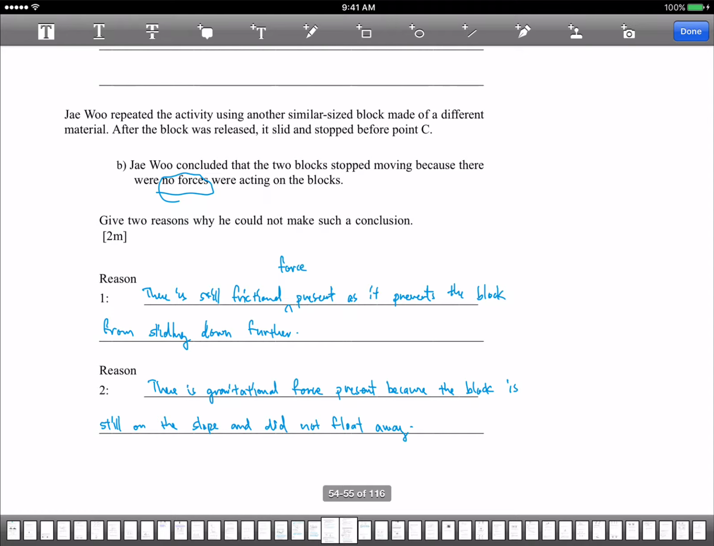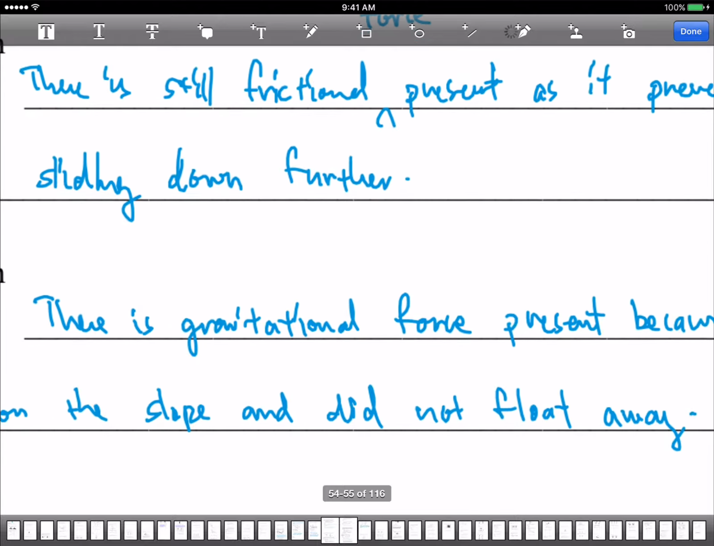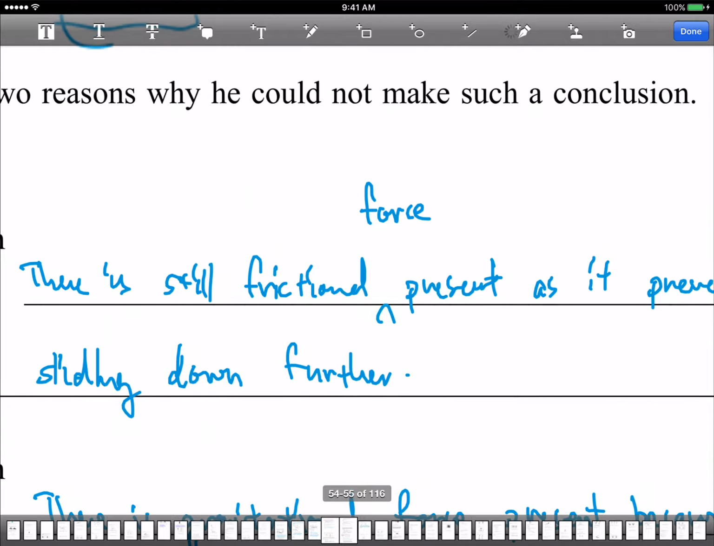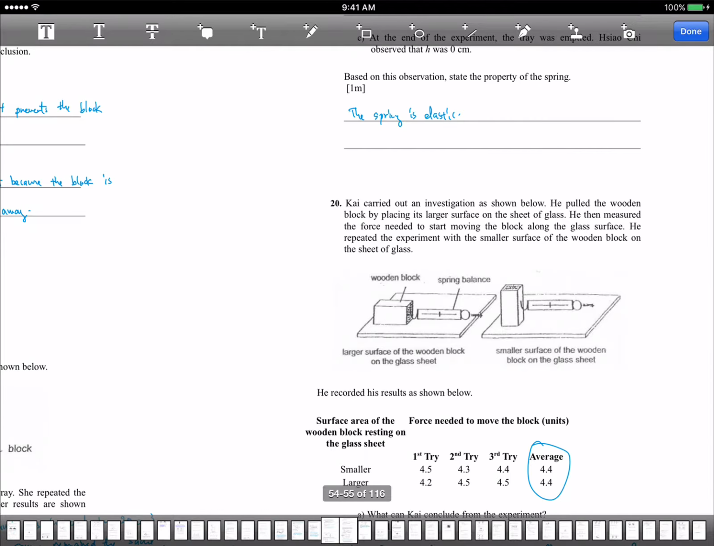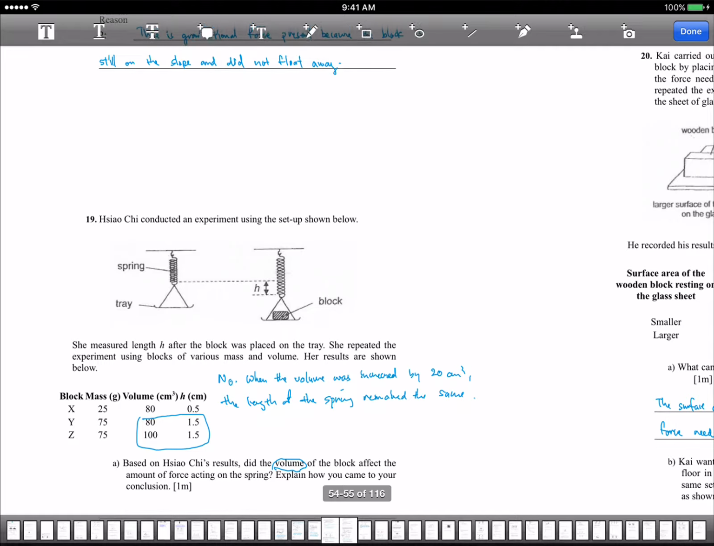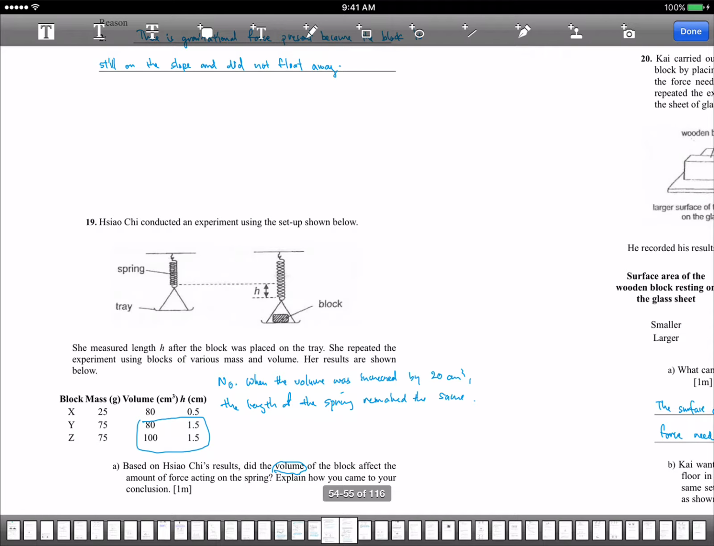There's also frictional force. So there are two forces still acting on it, right? One is gravity, so that's why I say here, gravitational force. And then there's also frictional force present. So he cannot conclude that there are no forces. Next one. Okay, can you try the next one?